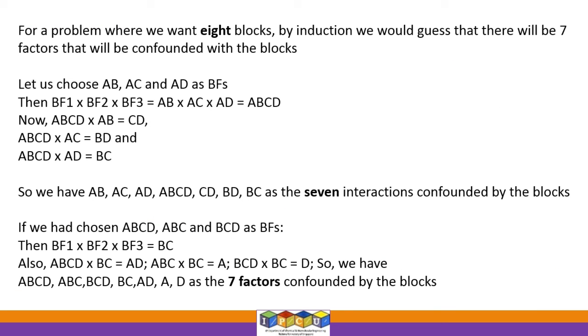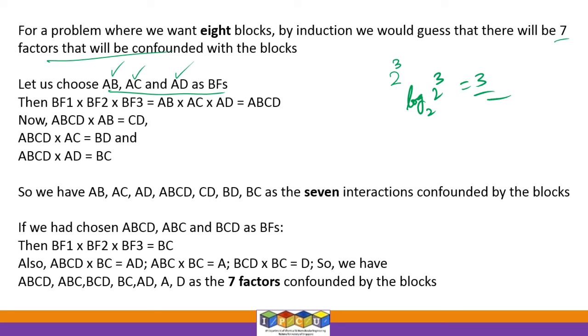So this slide basically tells in detail what happens if we wanted 8 blocks. We will have 7 factors that will be confounded with the blocks. If I choose AB, AC, and AD as the three basic blocking factors, because remember, if we want to have 8 blocks, 8 is nothing but 2 to the power of 3, so log 2 of 2 to the power of 3 is 3. So you have to have 3 basic blocking factors.